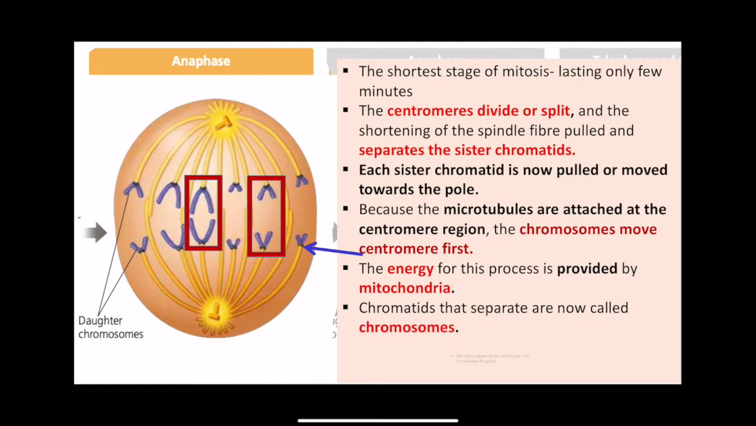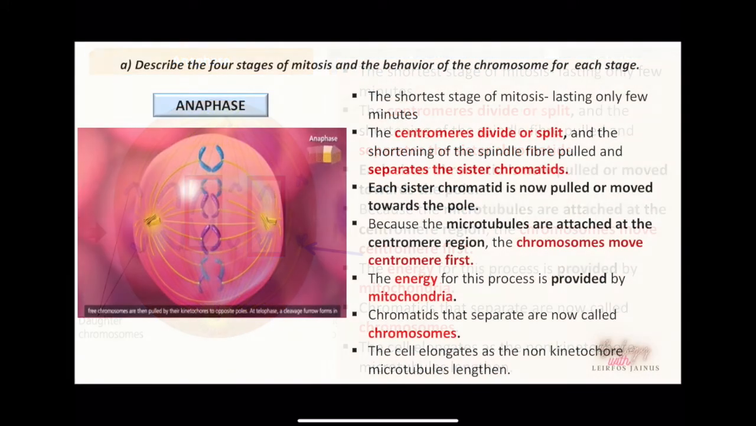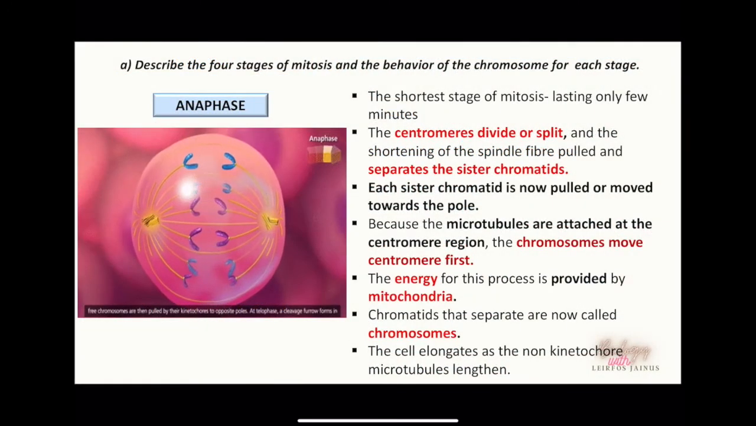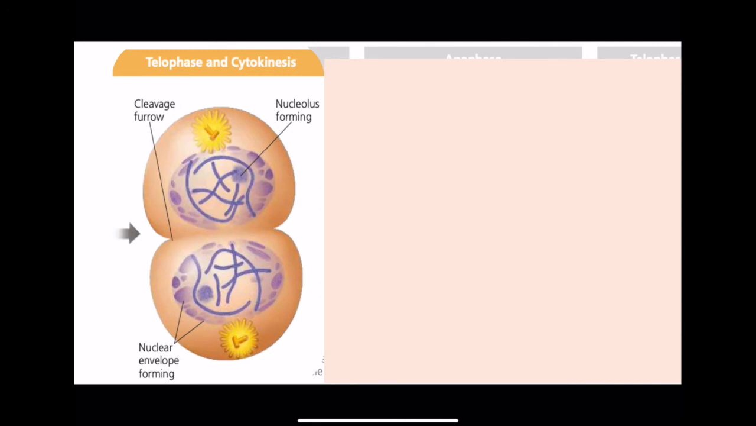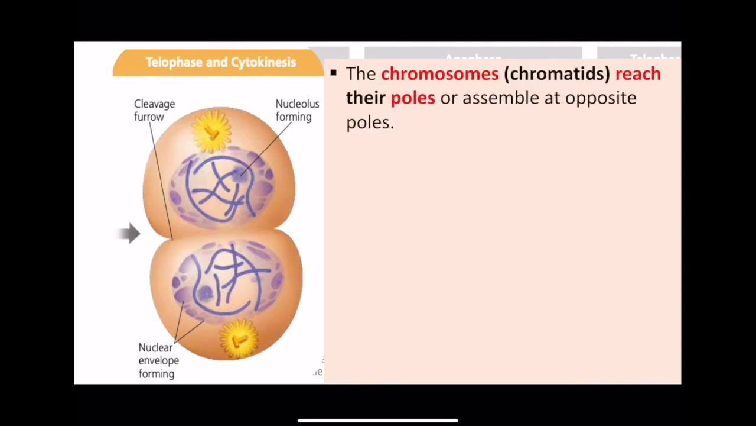The cell elongates as the non-kinetochore microtubules lengthen. The chromosome moves centromere first. The last stage of mitosis is telophase. During telophase, the chromosomes reach their poles and assemble at opposite poles.